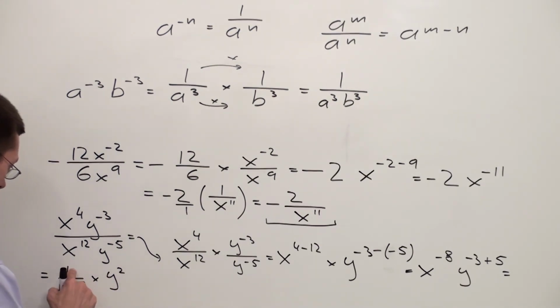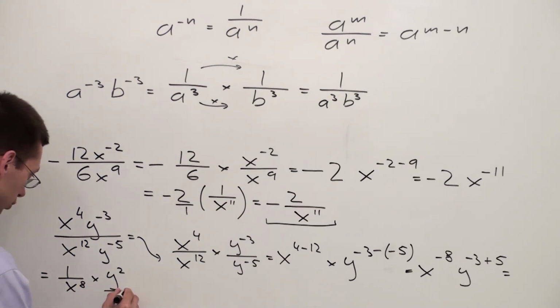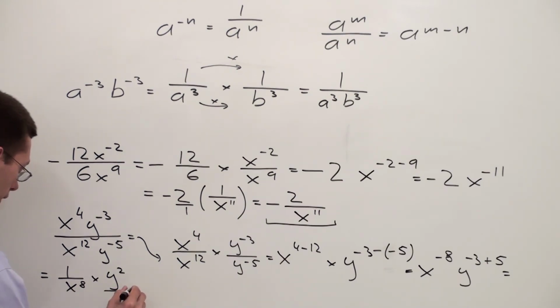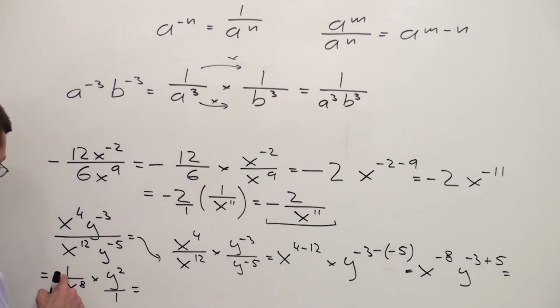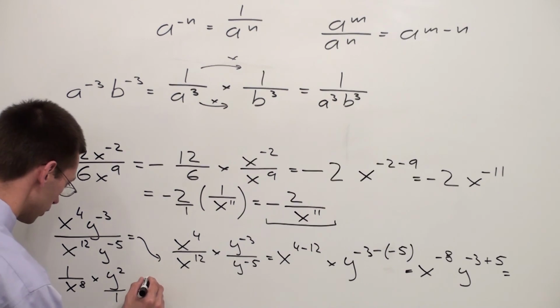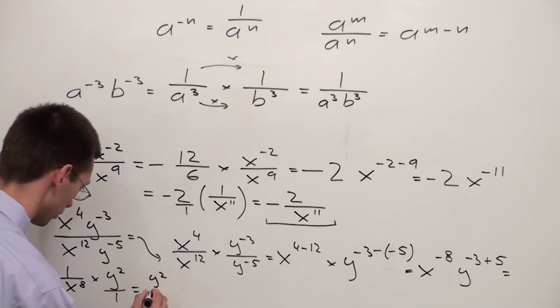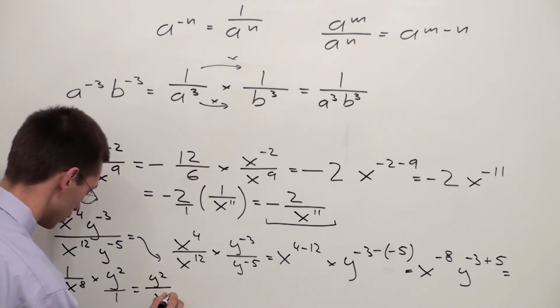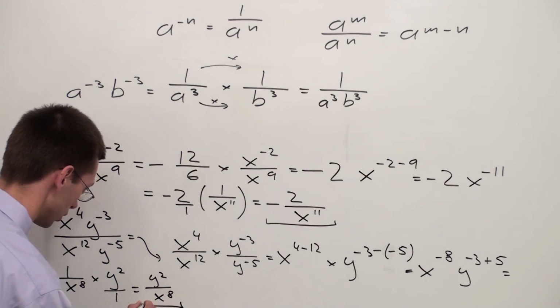Now, because I'm dealing with a fraction, I'm going to convert my y also to a fraction. I'm going to write over 1, okay? Anytime we multiply fractions, I have to multiply numerator by numerator and denominator by the denominator. That's why I'm going to have y squared over x to the 8. This is the solution to my problem.